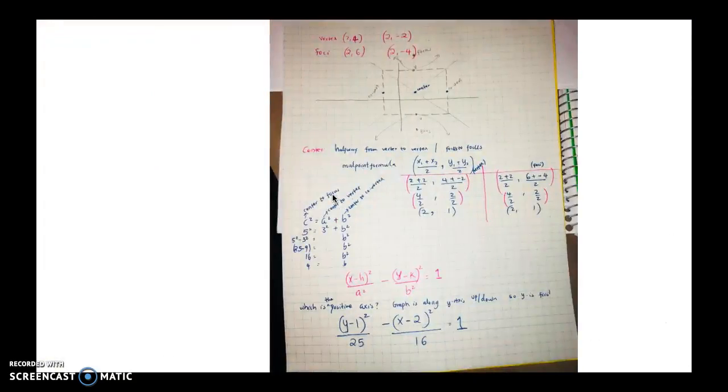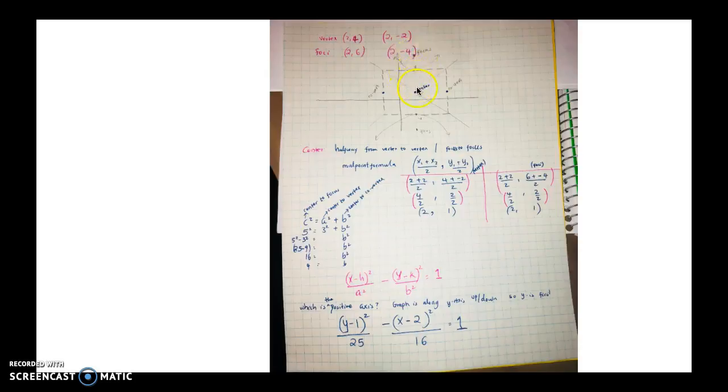At this point, I noticed that a is the distance from the center to the vertex. Do I know that distance? That's 1, 2, 3. So a is 3, and squaring that gives me a squared, which is 9. c is the distance from the center to the focus. Just count up: 1, 2, 3, 4, 5.